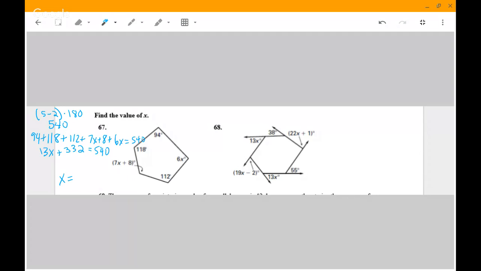16. Yes, that's correct. All right, so 68, the way it's different is that these are exterior angles. This is on page 503. For exterior angles, there's not a formula to figure out the total. The total is always the same. What is the total for exterior angles?